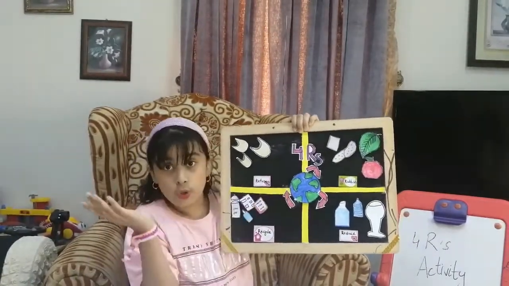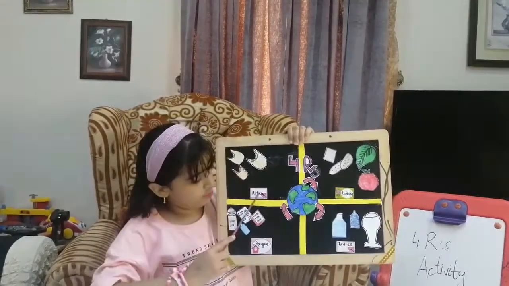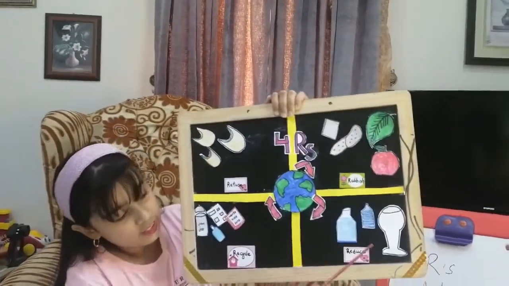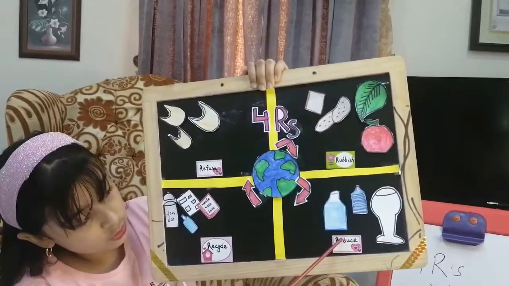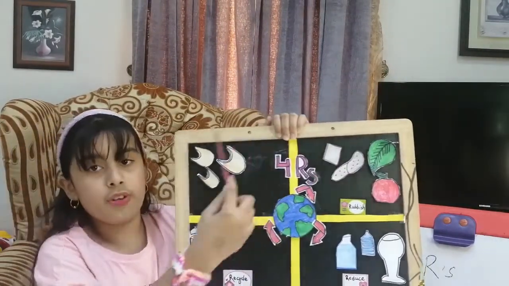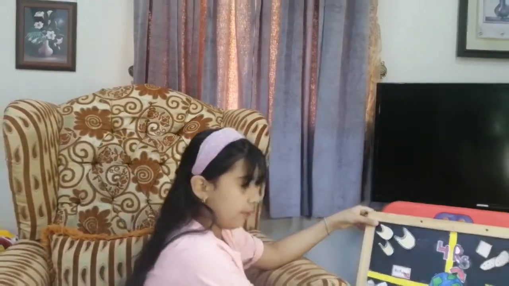And do you know what the 4 Rs are? The 4 Rs mean refuse, rubbish, recycle, and reduce. This is called the 4 Rs. So now I am going to explain them one by one.